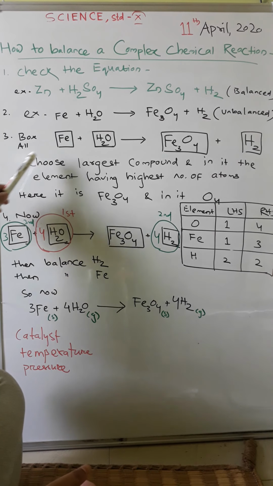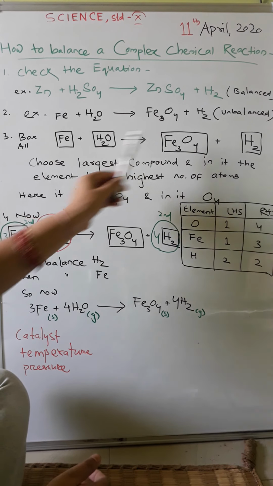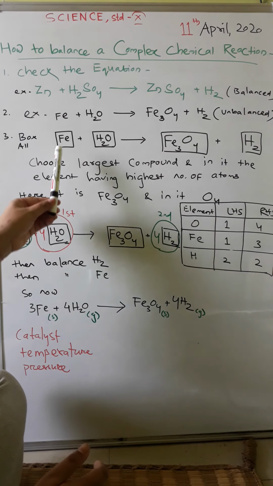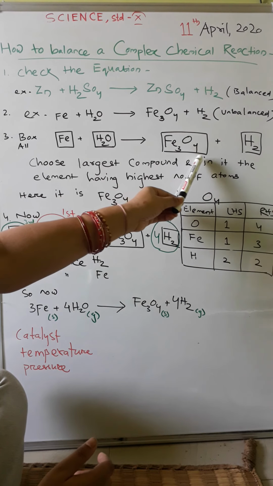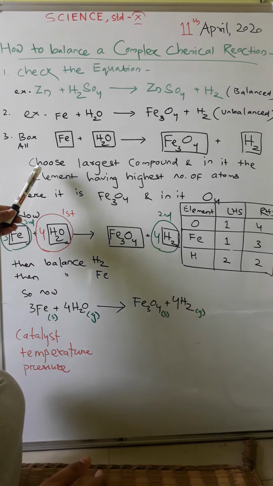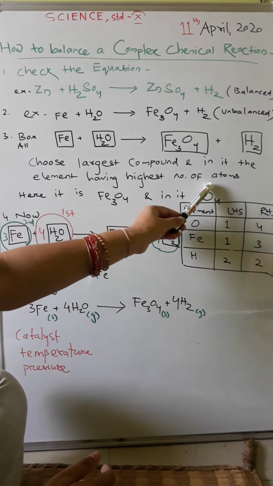First box them all. That means we cannot change anything inside these boxes because these are the chemical formulas of those compounds. So Fe plus H2O, Fe3O4 plus H2, all are present inside the boxes. Now choose the largest compound, the one having the element with the highest number of atoms.